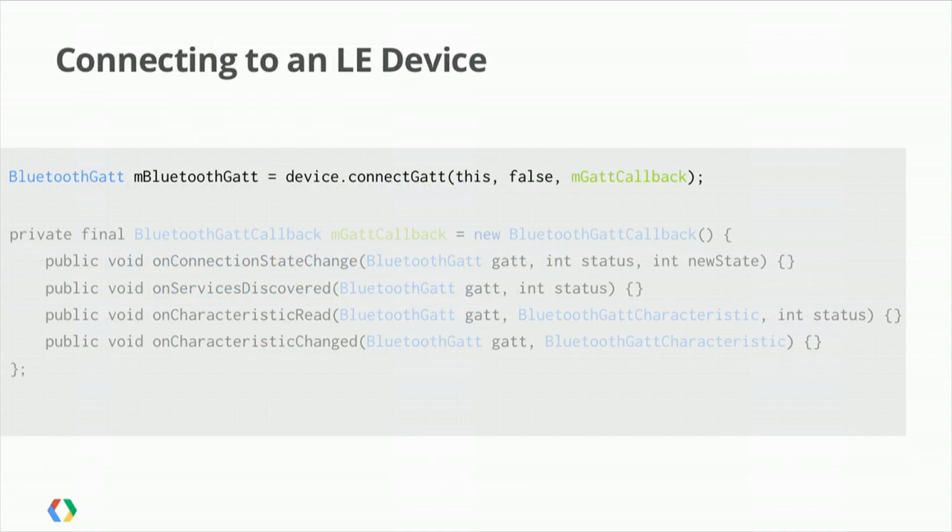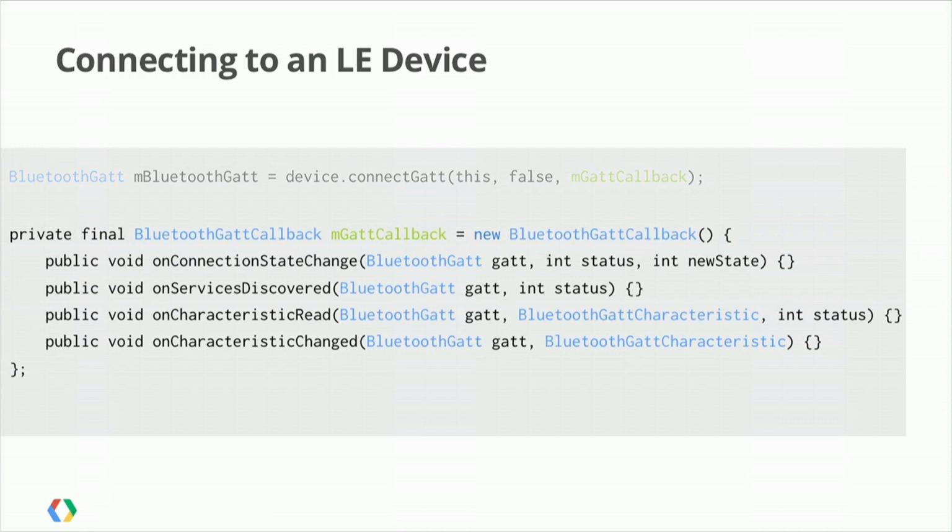Okay, now if all you're interested in is just the advertisement data, then you are done. But if you want to use the service hosted by the remote BLE device, you need to connect to it. You do this by Bluetooth device connectGatt. With this, you connect to the remote device. This is also callback based.